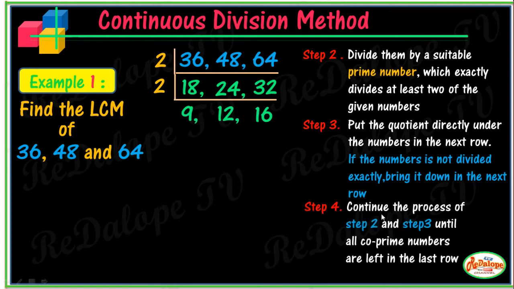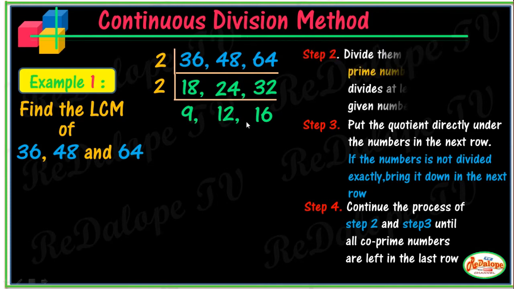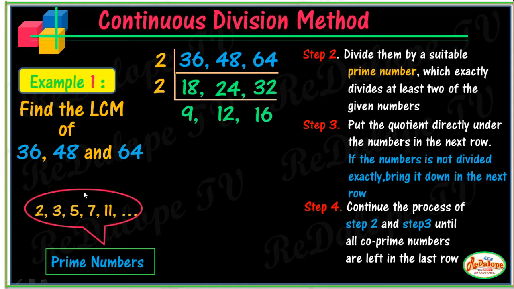Then continue the process, step 2 and step 3, hanggang sa maging co-prime numbers ang numbers na ito. 9 and 12 can be divided by the next prime number, which is 3. We cannot divide this by 2 anymore. So we'll divide 9 and 12 by the next prime number, which is 3. So 9 divided by 3 is equal to 3. 12 divided by 3 is 4. 16 cannot be divided by 3, so ang gagawin lang natin, ibababa lang natin ang 16 dito sa ilalim sa next row, so that is 16.